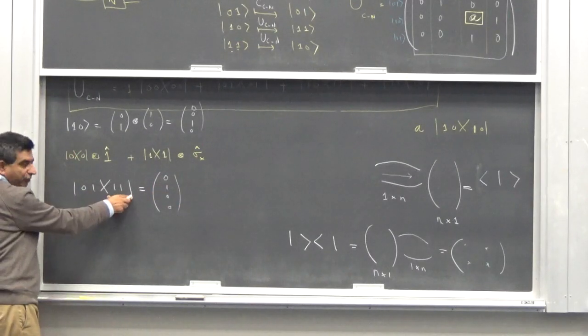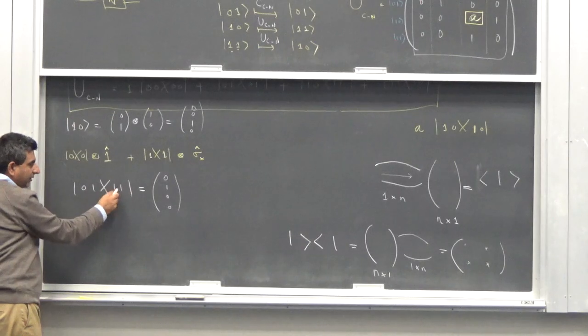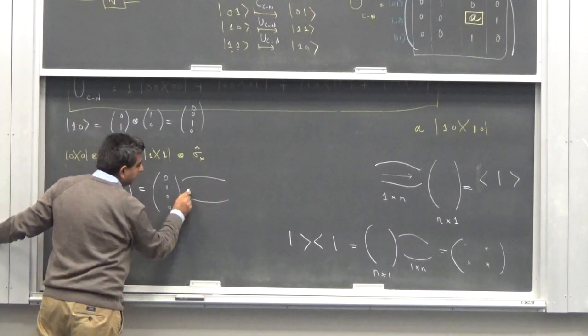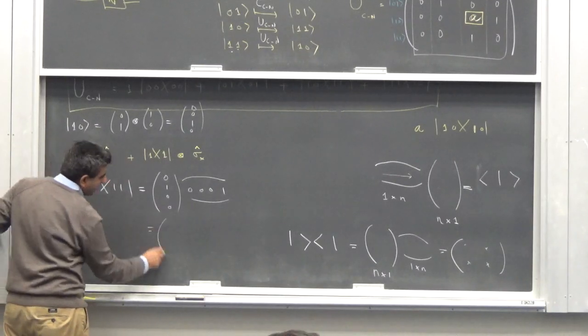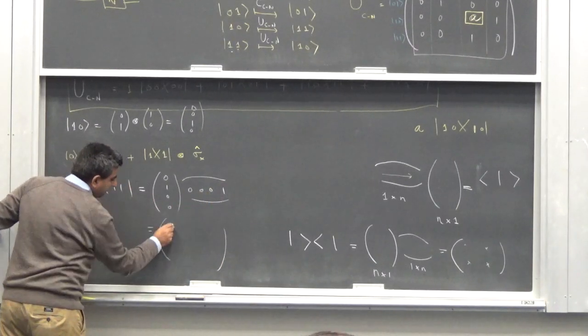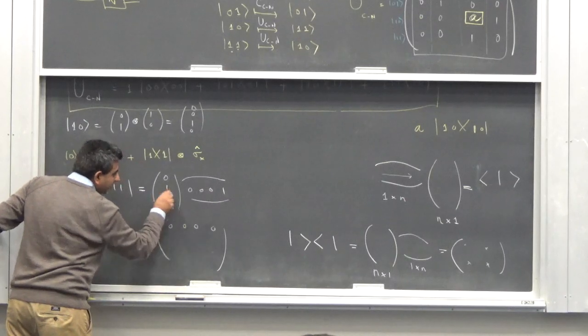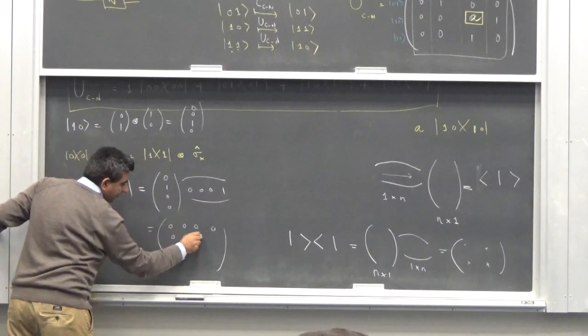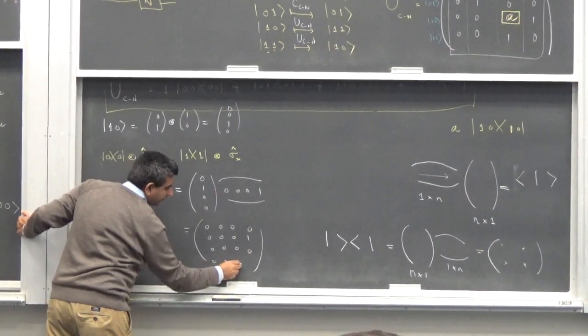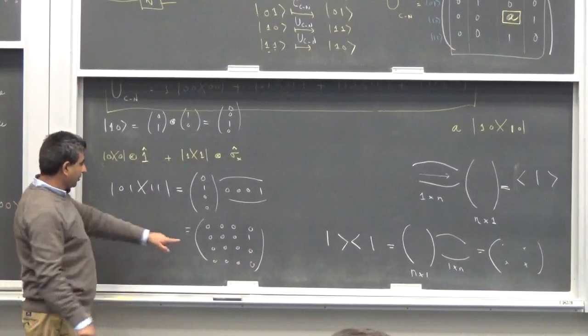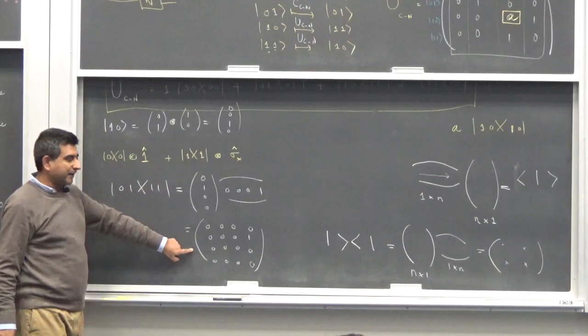Then I write the bra corresponding to this 1 1. This will look like this. And see what happens. 0 multiplied with all of this gives me a 0. 1 multiplied with all of this gives me a 1. 0 0 0 0 0 0 0 0. So this outer product corresponds to this matrix.